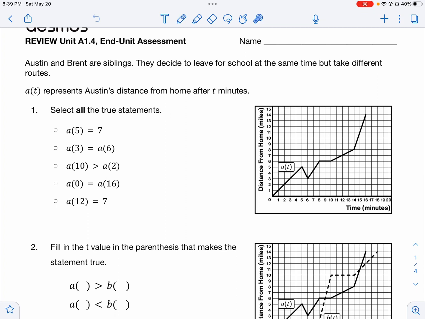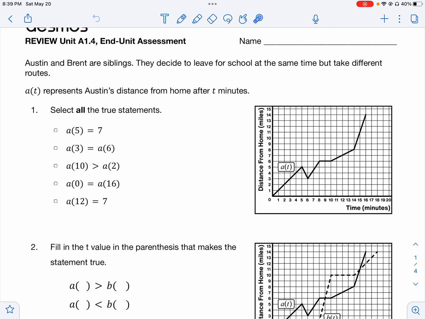Okay, A of 5 is 7. If we have anything inside of those parentheses for function notation, that means that's the t value, or whatever's on the x-axis, the t-axis in this case. So if we go to 5 and we go up, the y value there is actually 5. So that one's not true.